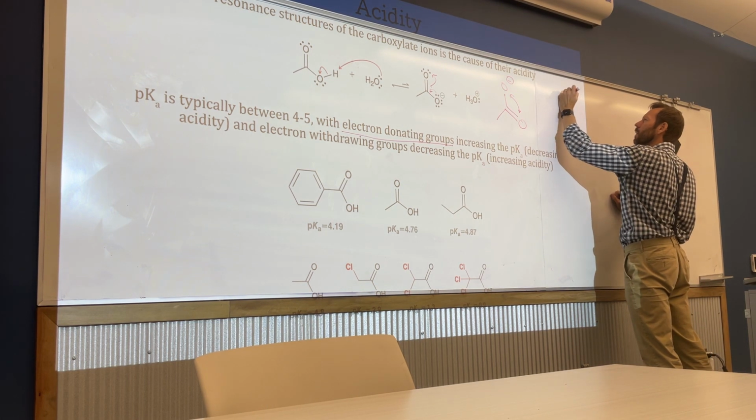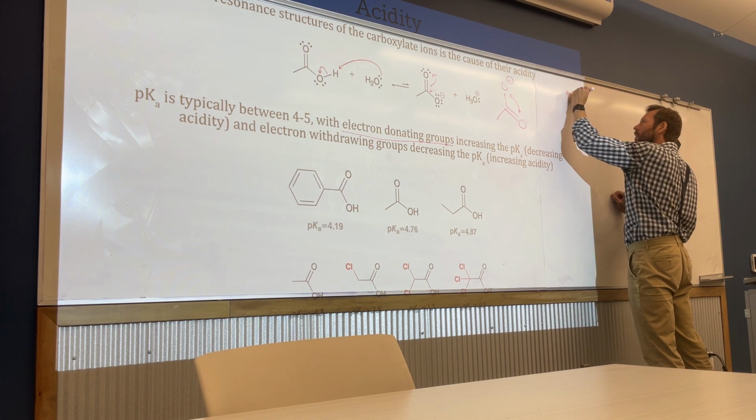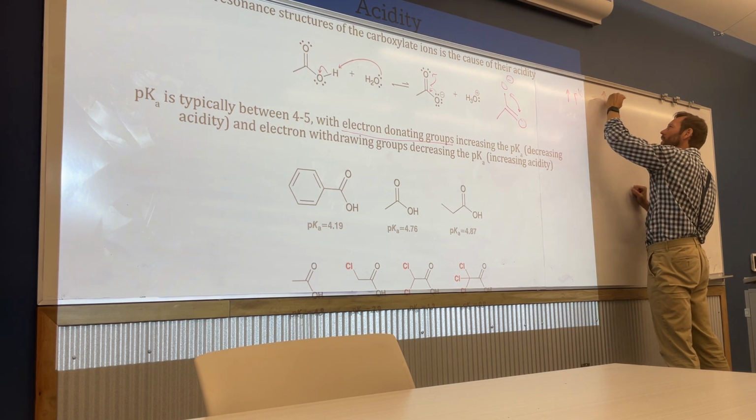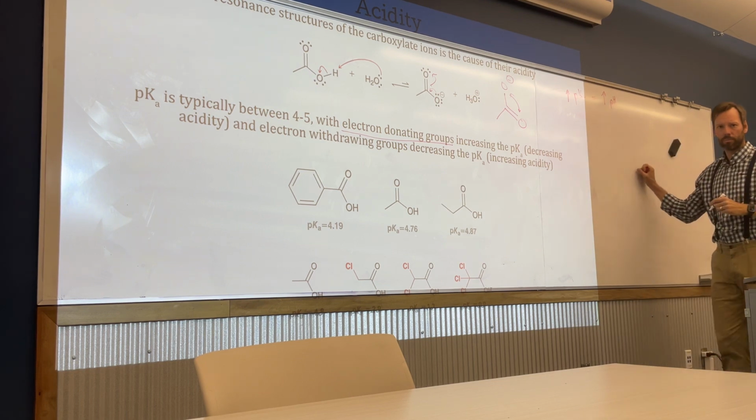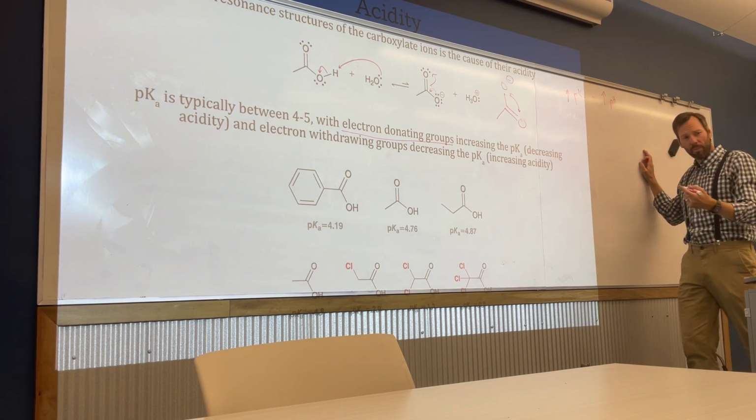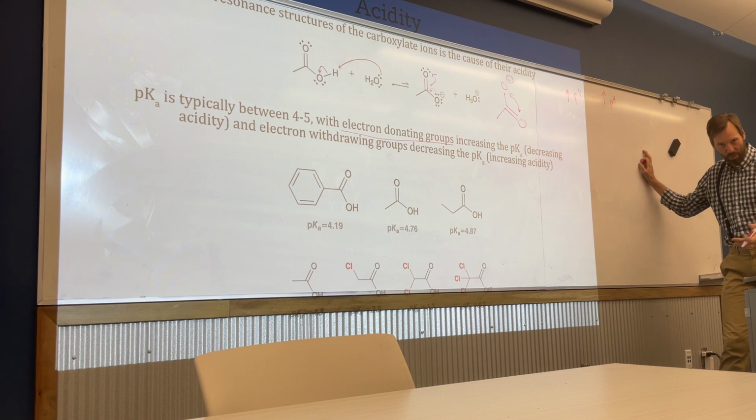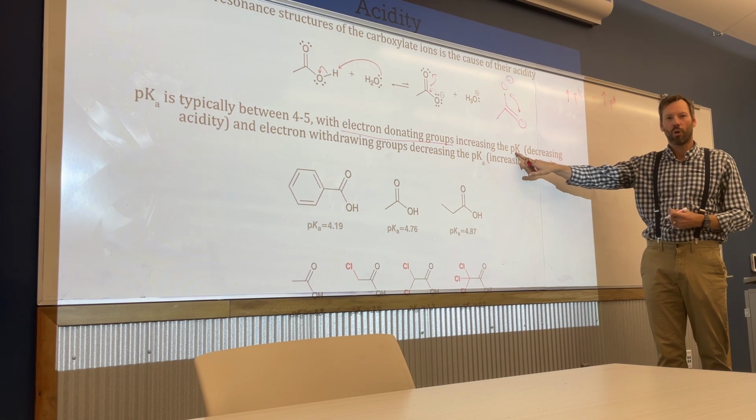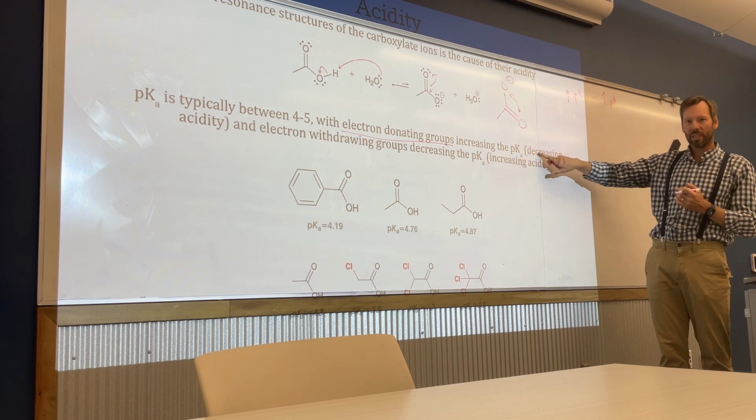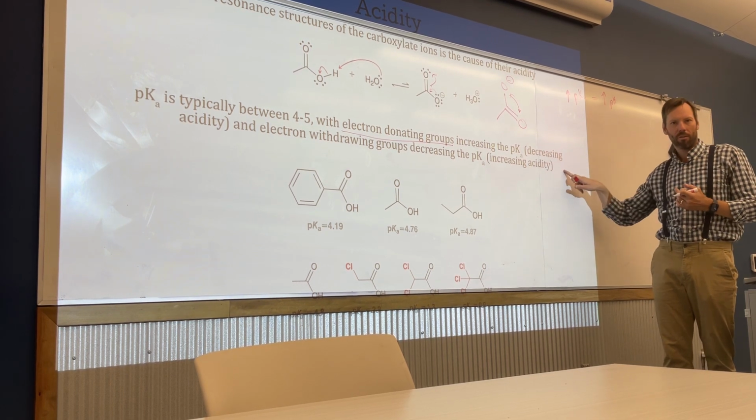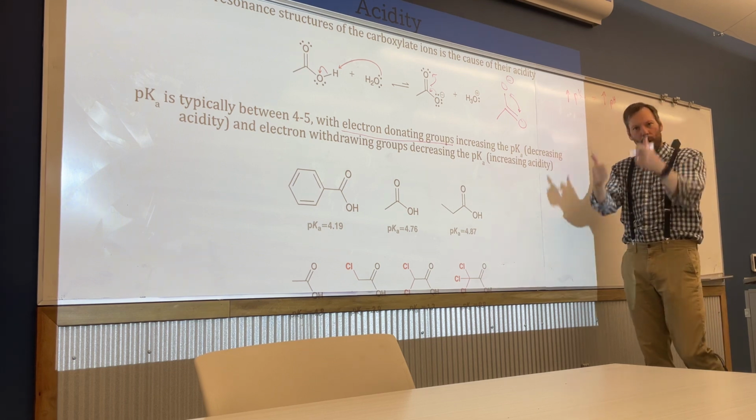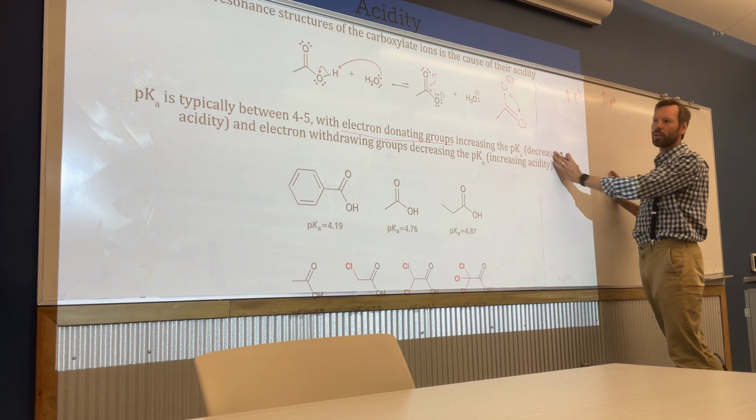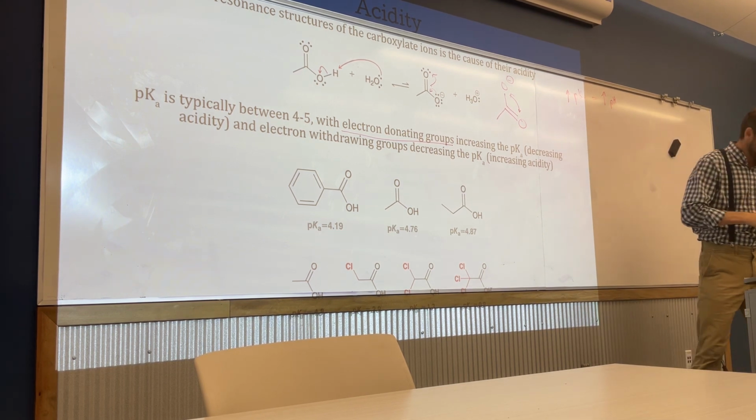So high pKa equals high pH. The lower the pKa, the lower the pH. So if we're increasing pKa, we're increasing pH, and so the acidity is going to go down. So it's a little bit confusing because we're talking about up and down, but you want to think about it not in terms of acidity, but just in the context of pH. That's the relationship.